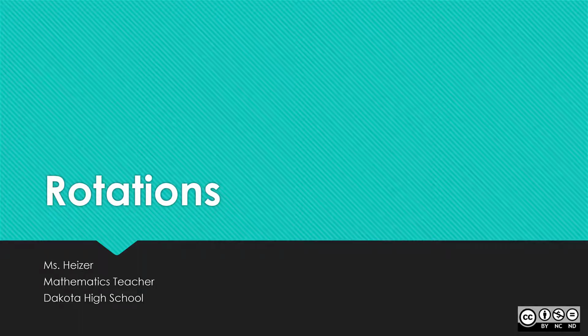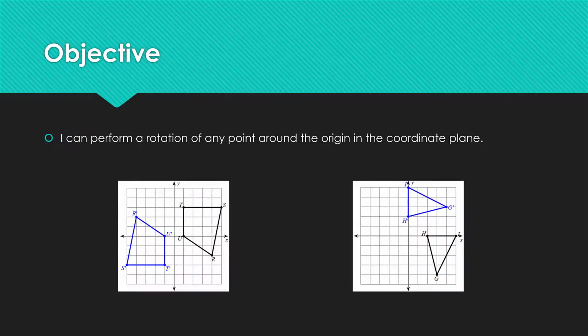Right, welcome to our lesson on rotations. So today we're going to be able to perform a rotation of any point around the origin in a coordinate plane. If we look at these examples here, on the left we're rotating 180 degrees. If I was to flip my paper completely around, it would be the same. And the example on the right, we're only rotating it 90 degrees, going counterclockwise.